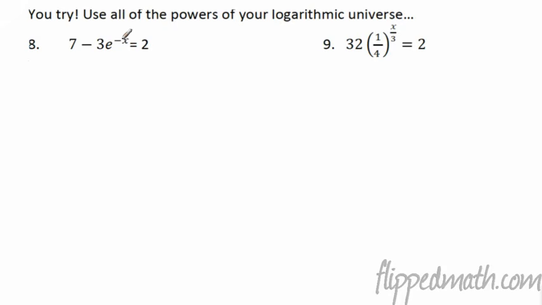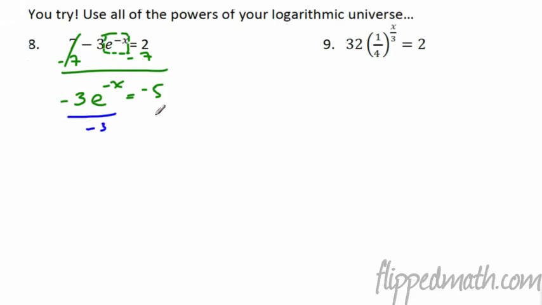I see that the variable here is on a base of e, so that gives me a little clue of what we need to do. Let's get that by itself first. We're going to isolate that e to the negative x. So to do that, we subtract 7 from each side. We're going to cancel. We get negative 3. e to the negative x is going to equal negative 5. Now we divide each side by negative 3. That'll isolate e to the negative x, and that'll equal 5/3.